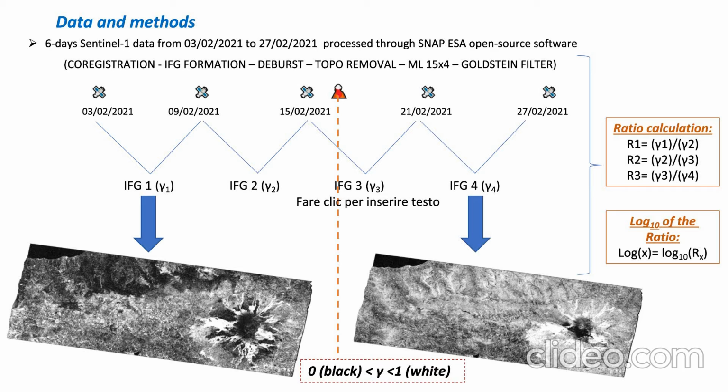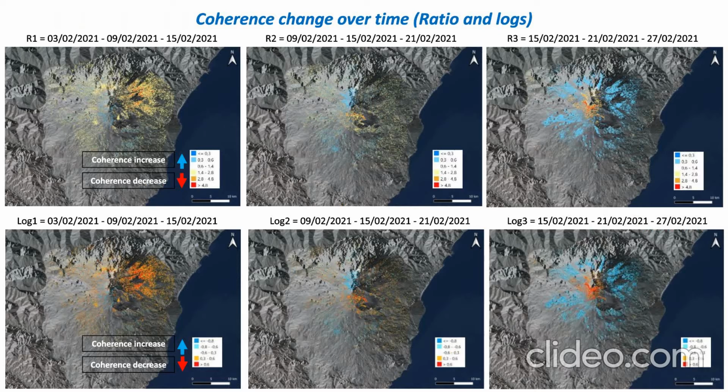So what I did basically was calculating the ratio, and obviously also for a better visualization, the logarithm base 10 of the ratio. So here are my results that I show with the legends. Values below 1 mean a coherence increase, and above 1 mean a huge coherence decrease. More or less this is the same for the log, except that the limit is 0: below 0 is a coherence increase and above 0 is a coherence decrease.